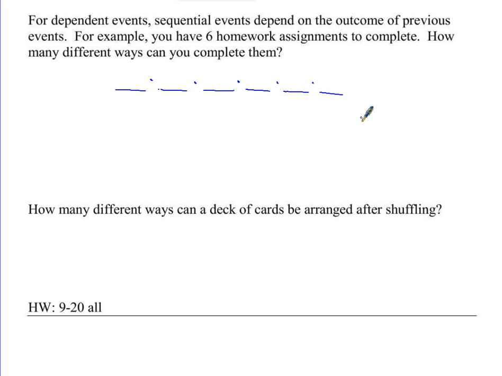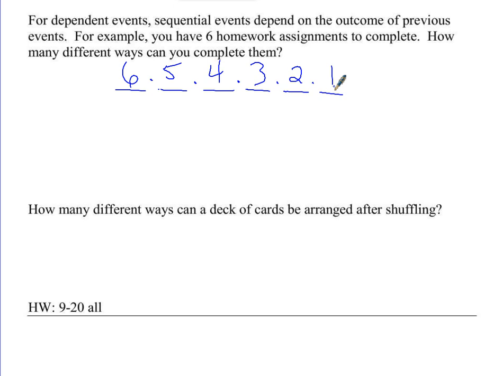And now I just have to think, I have to complete these homework assignments in some sort of order. How many different homework assignments do I have to choose from to do my first homework assignment? I have 6 different assignments to choose from. Now, once I complete that homework assignment, how many assignments do I have left to choose from for my second homework assignment? 5. And now how many assignments do I have left for my third? 4. And then how many are remaining for my next one? 3. And how many are left for my second to last one? 2, which leaves me with exactly 1 remaining to do for my last homework assignment.